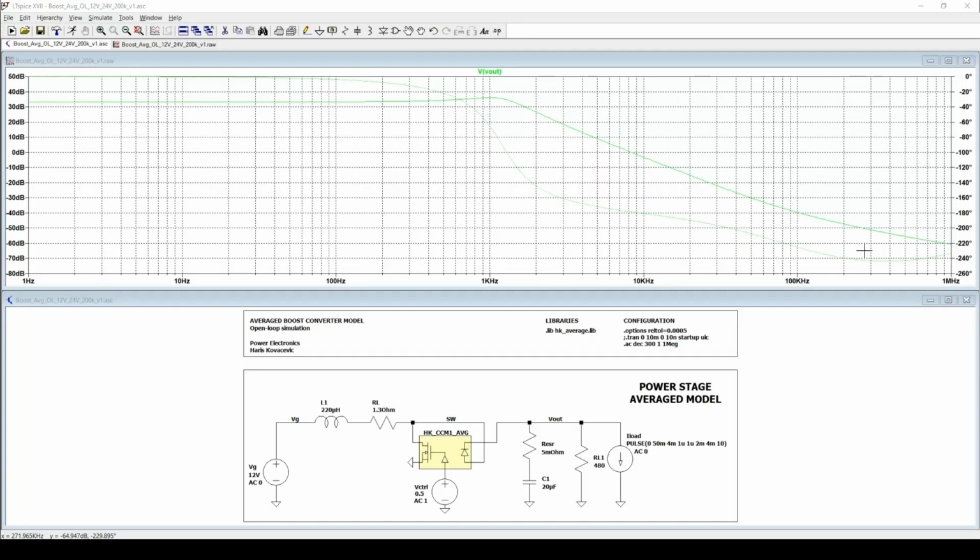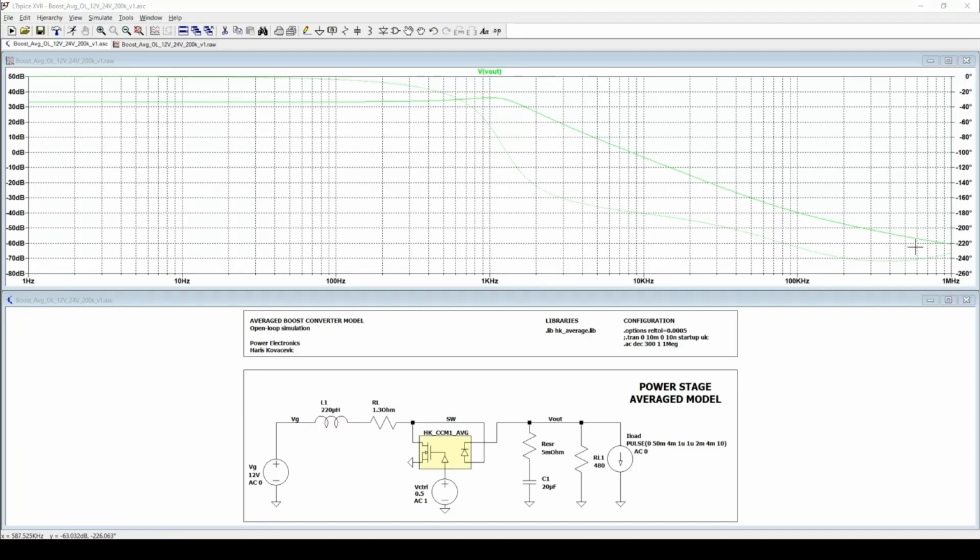Still, the ESR zero is important because it marks the beginning of the capacitor's transition from an ideal component to a resistor dominated component at high frequency. In this simulation, you can see that the ESR zero occurs in the upper kilohertz range just before the plot rolls off toward very high frequencies.